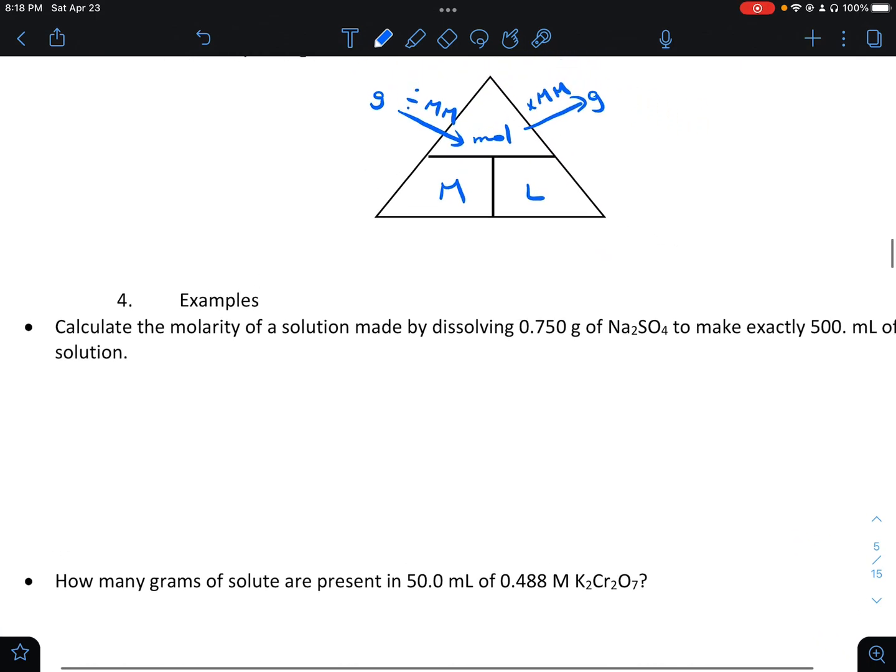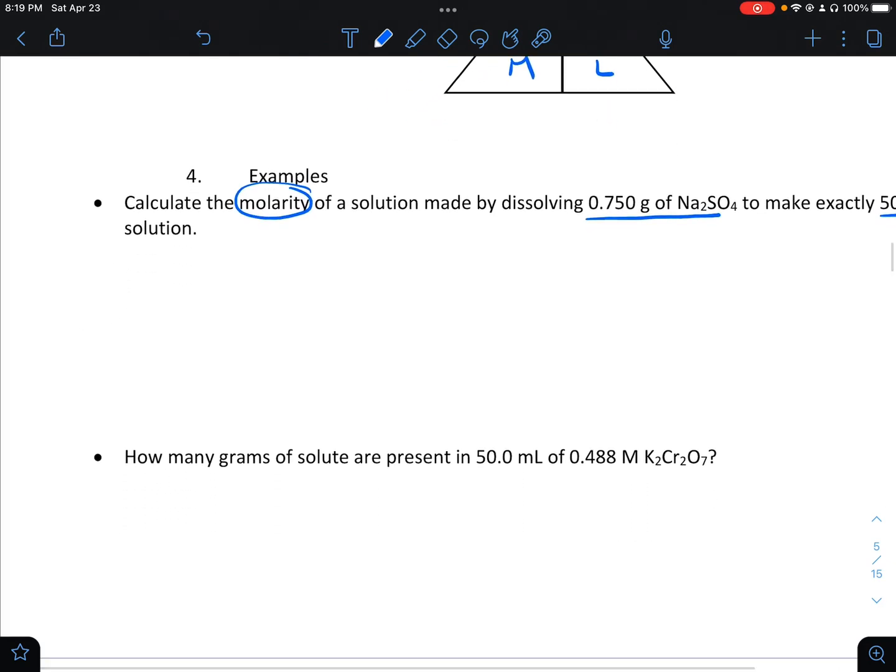All right, hopefully we can still see that. It says to calculate the molarity of a solution made by dissolving 0.750 grams of Na2SO4 to make 500 milliliters of the solution. So our first step, notice how we have grams. We have to get to moles first, so we have to take our grams to moles. So we're going to do a little aside over here and find the molar mass of Na2SO4. Just a quick review on this.